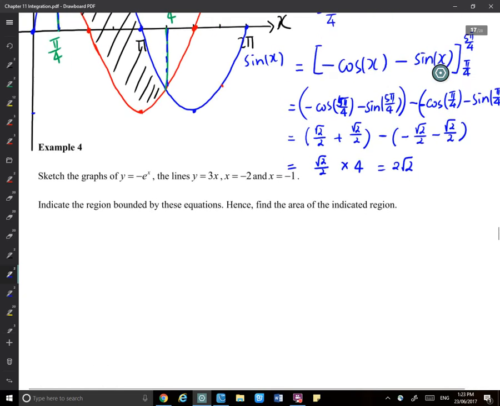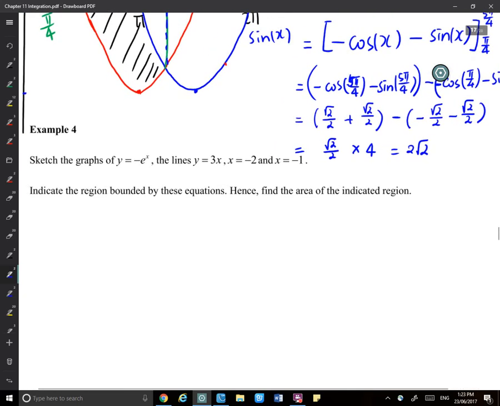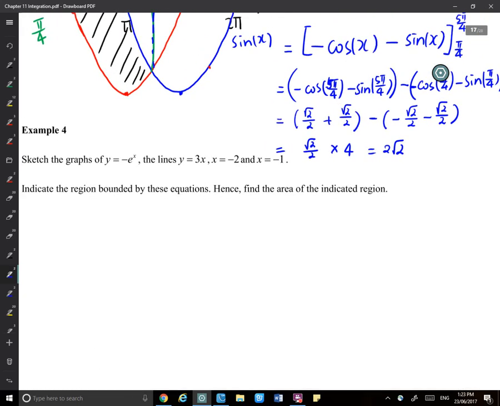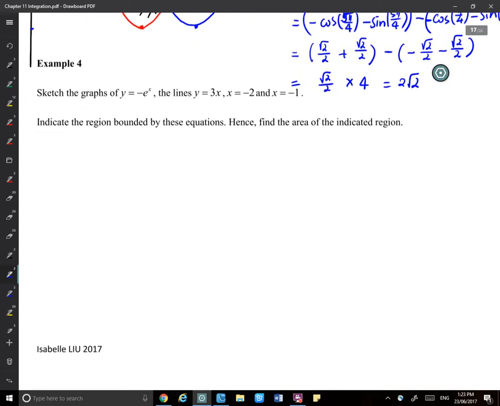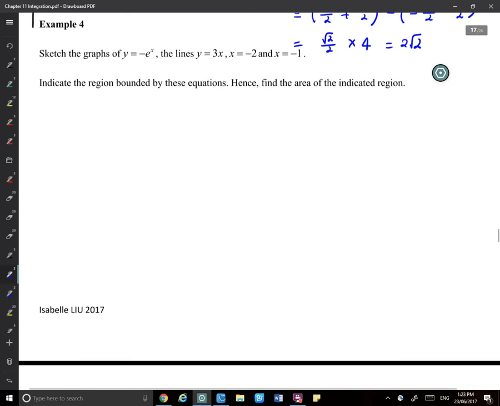Okay, next one. Example 4. Sketch the graph y equals negative e to the power of x, the line y equals 3x, x equals negative 2, and x equals negative 1. Indicate the region bound by these equations. There are 4 equations. And hence find the area indicated by this region.